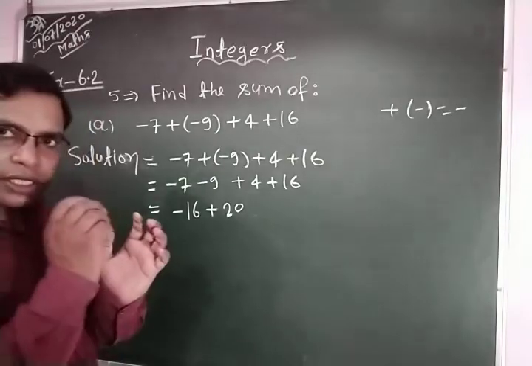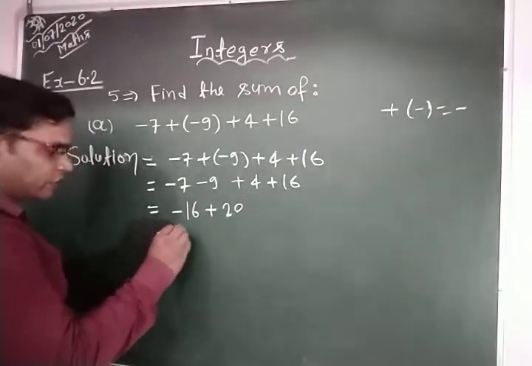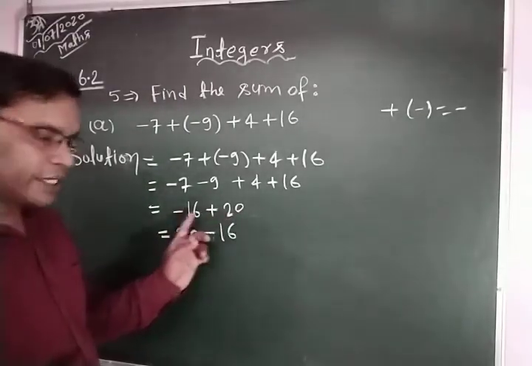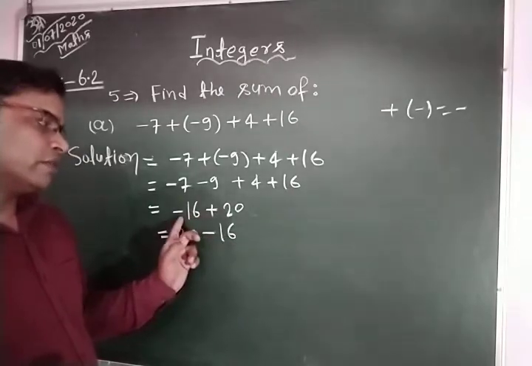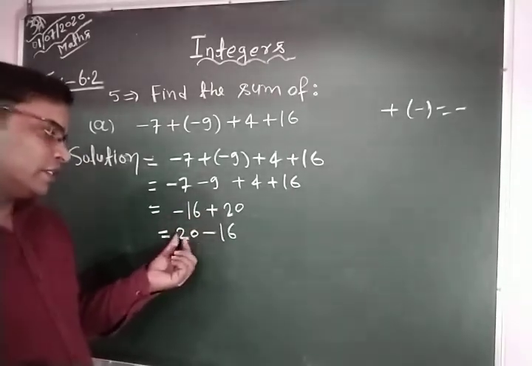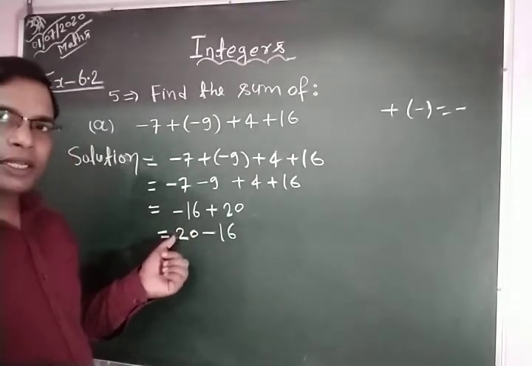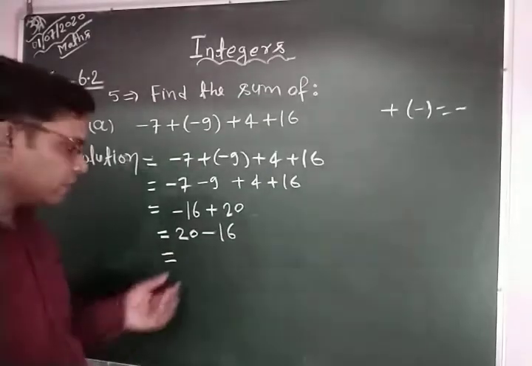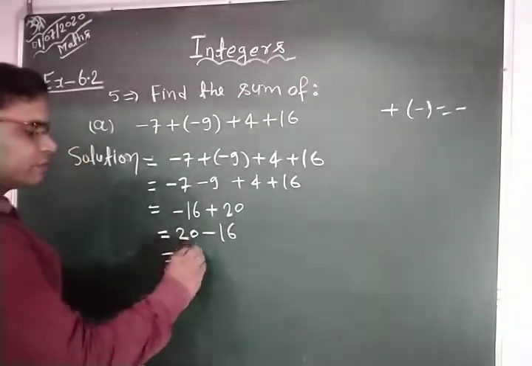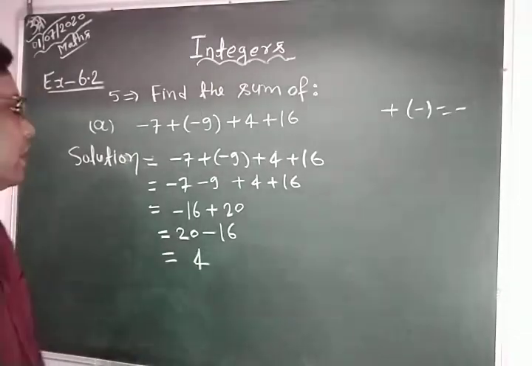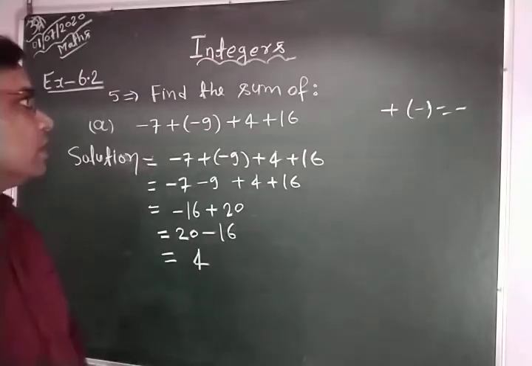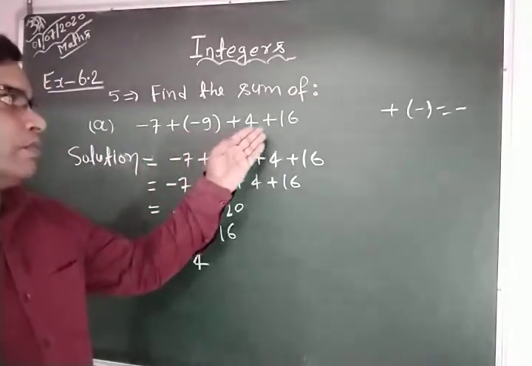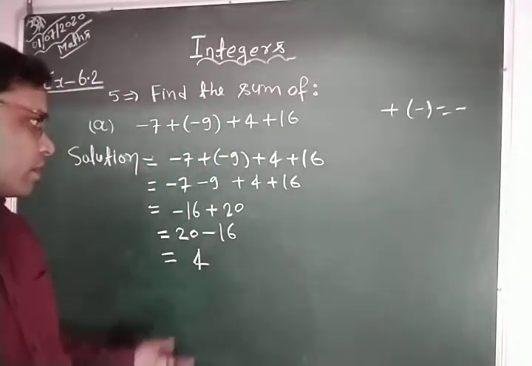So we just arrange it like that. We first write 20 and minus 16, because 20 is greater than 16, and 20 is positive and 16 is negative. Here the sign of 20 is plus. So 20 minus 16, easily you can subtract it. This is equal to 4. Clear? So I hope all of you understood how to find the sum of the A part, minus 7 plus minus 9 plus 4 plus 16. This is equal to 4.